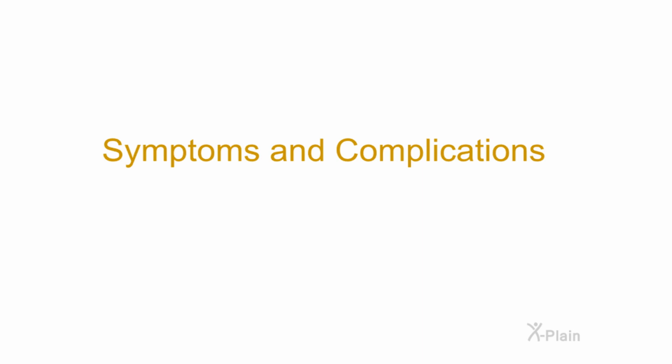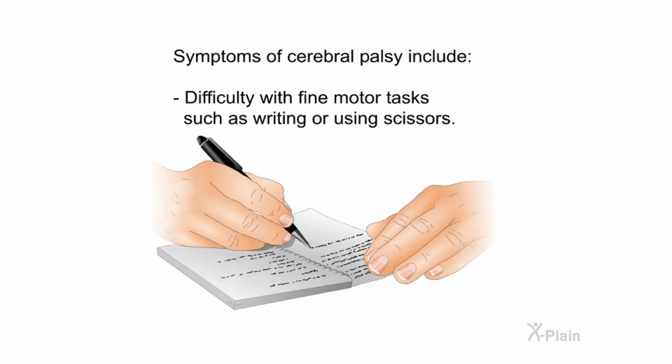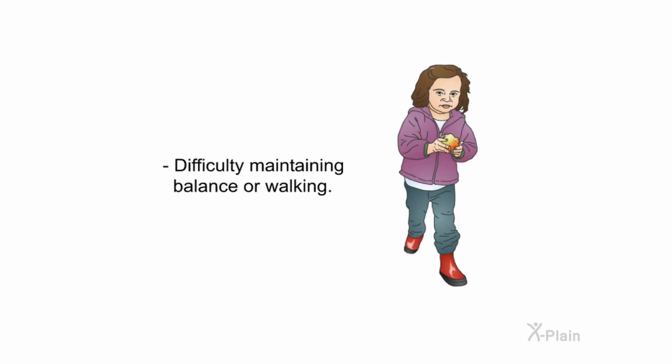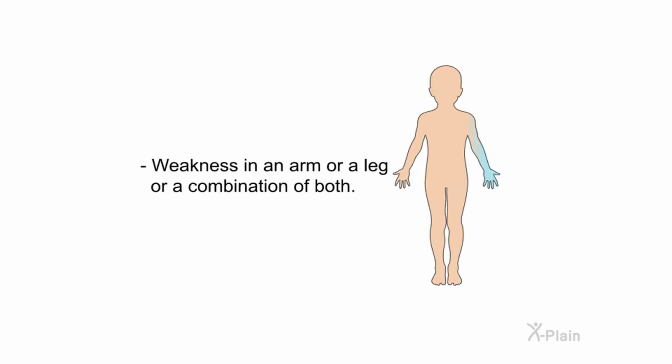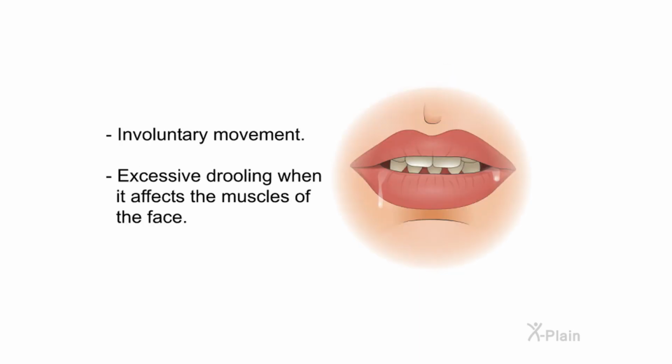Symptoms and complications. Symptoms of cerebral palsy include difficulty with fine motor tasks, such as writing or using scissors, difficulty maintaining balance or walking, weakness in an arm or a leg or a combination of both, involuntary movement, excessive drooling when it affects the muscles of the face.